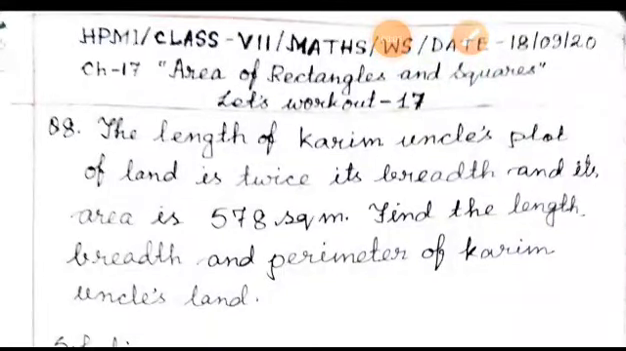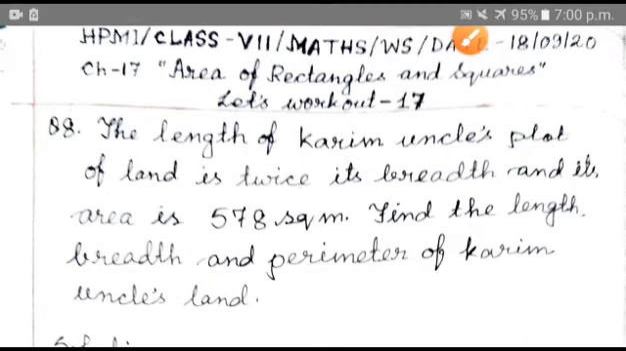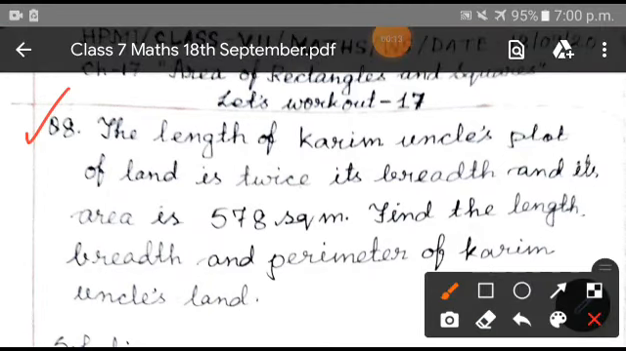Students, today we are going to continue with chapter 17, areas of rectangles and squares. We are going to work out the next few sums of exercise 17. Come to sum number 8. Let's read out the question first.